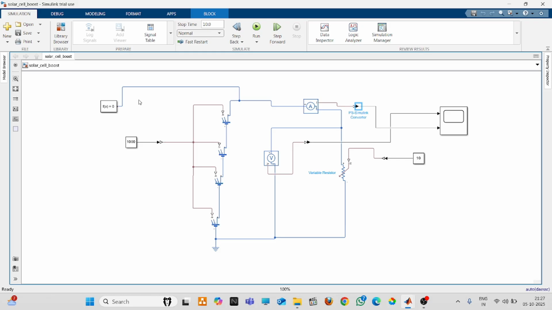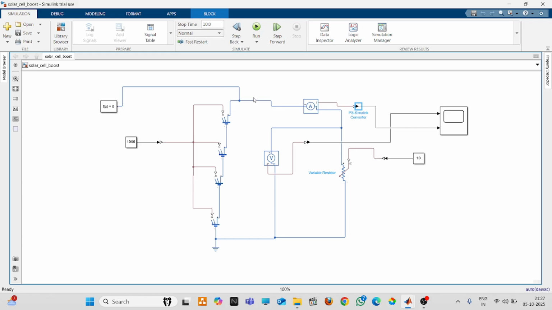Now this is about the solver configuration. Basically, when you are using a physical system, at that time you will have to use a solver, that is f of x equal to 0. Basically, the entire solar cell is modeled in the form of equations. The solar cell can be modeled using two equations. So for solving those equations, you need a solver.